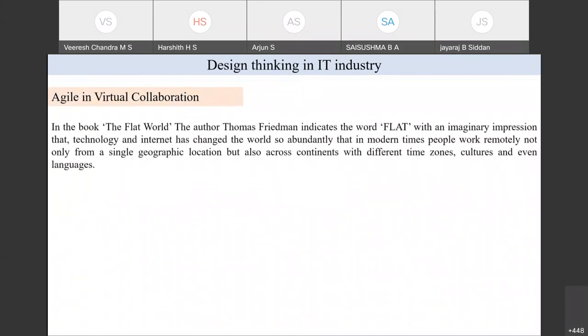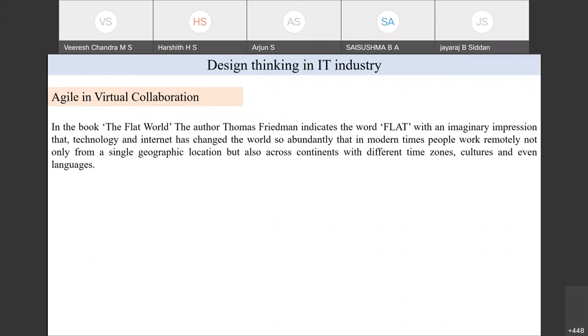So, agile and virtual collaboration. There is a book called Flat World, and the author is Thomas Friedman. Why does he see the world as flat? All of us know that our earth is round in nature, but the world is described here as flat. Why is that so? It is because of the technology and internet which we have nowadays.